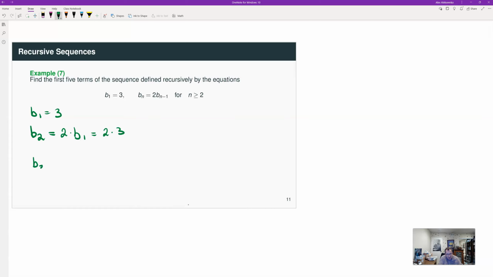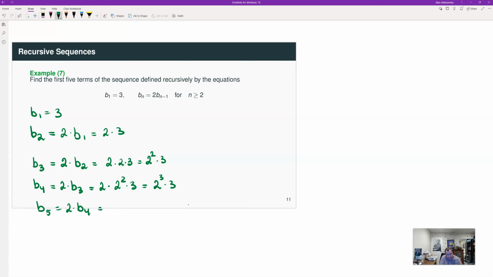Once we obtain B2, we can compute B3, which is equal to 2 times B2. And B2 is obtained as 2 times 3, so we'll have 2 squared times 3. Once we have B3, we can compute B4, which is 2 times B3. Instead of B3, we'll substitute 2 squared times 3, and that simplifies into 2 cubed times 3. So B5 is 2 times B4, and that's going to be 2 times 2 cubed times 3, which is 2 to the 4 times 3.